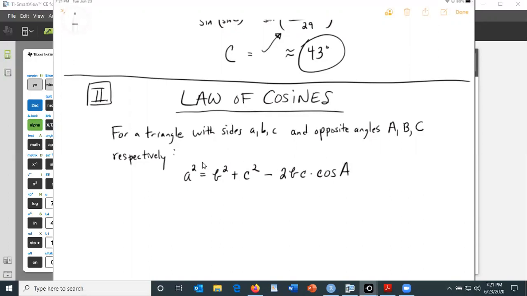All right, so notice, what does this involve? It involves sides A, B, and C. So it involves all 3 sides and 1 angle. So you have 3 sides and an angle.